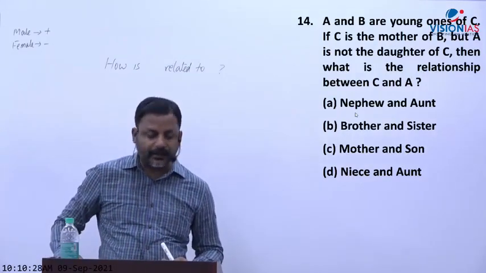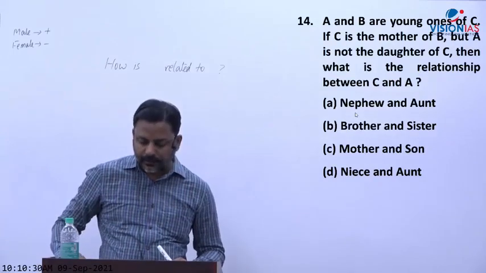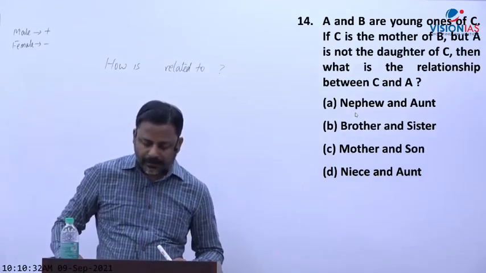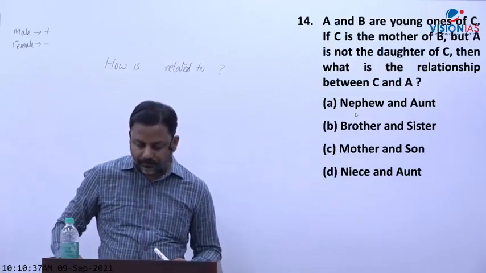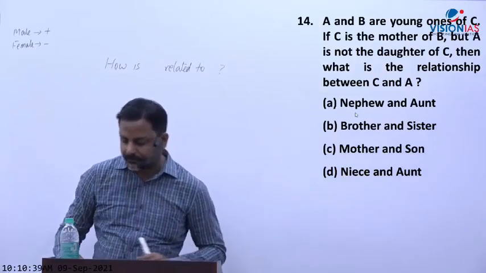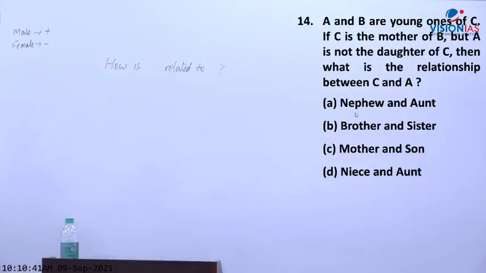A and B are young ones of C. If C is the mother of B, but A is not the daughter of C, then what is the relationship between C and A?